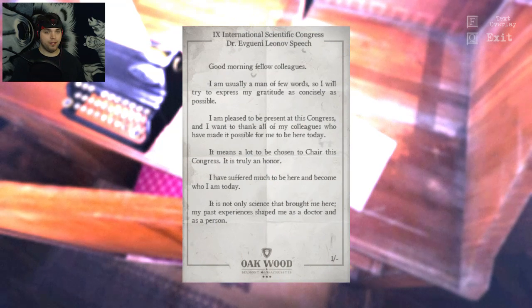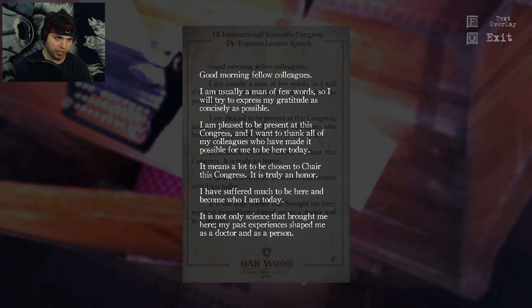And more paperwork. Alrighty. Good morning, fellow colleagues. I'm usually a man of few words, so I will try to express my gratitude as concisely as possible. I am pleased to be present at this Congress, and I want to thank all of my colleagues who have made it possible for me to be here today. It means a lot to be chosen to chair this Congress. It is truly an honor. I have suffered much to be here and become who I am today. It is not only science that brought me here. My past experiences shaped me as a doctor and as a person.